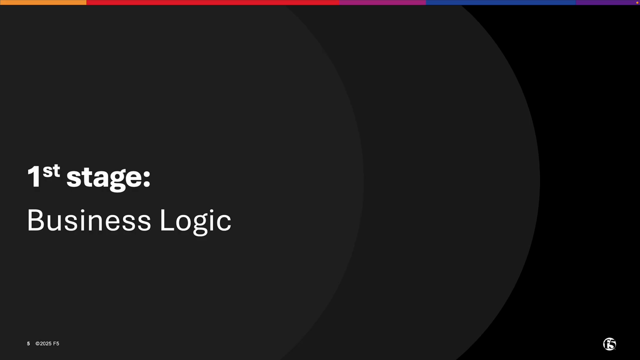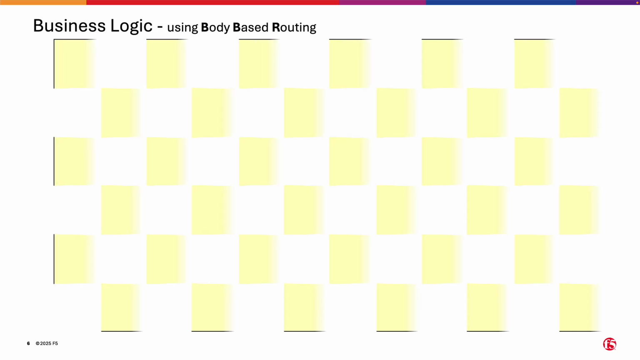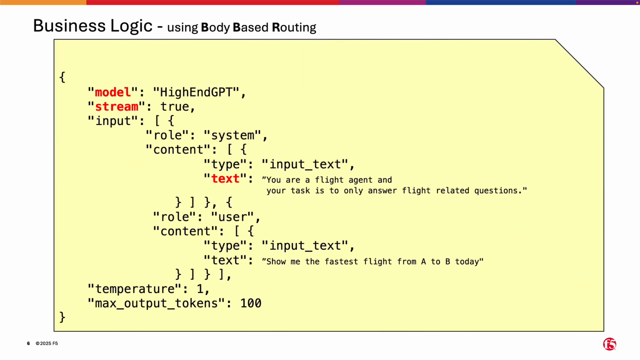Let's see in more detail the business logic. In this demo, the business logic used is body-based routing. This is in practice parsing the AI request, which is a JSON object, and selecting a pool based on its content. For this, we leverage BIG-IP's native JSON support. In this example, the elements highlighted in red will be evaluated. These are the model requested, if the request is an interactive application, or the role requested to the AI model.